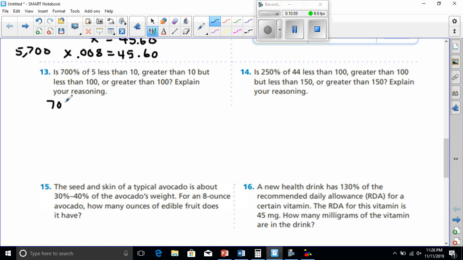with percents, I can go ahead and turn them into decimals by moving the decimal place over twice. And that makes this 7. So really this is just going to be 5 times 7. And that equals 35.